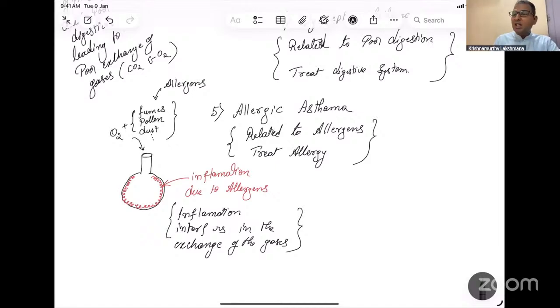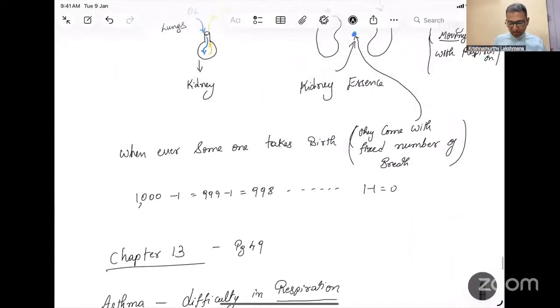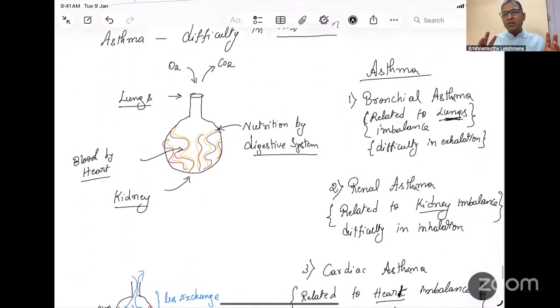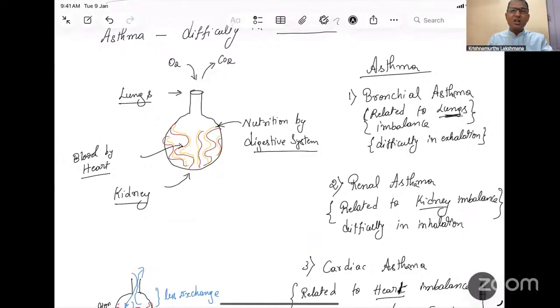Okay, the points are given in the book. Should I write the points or can you read the book? You can read from the book. Sir has given group 1, group 2, etc.